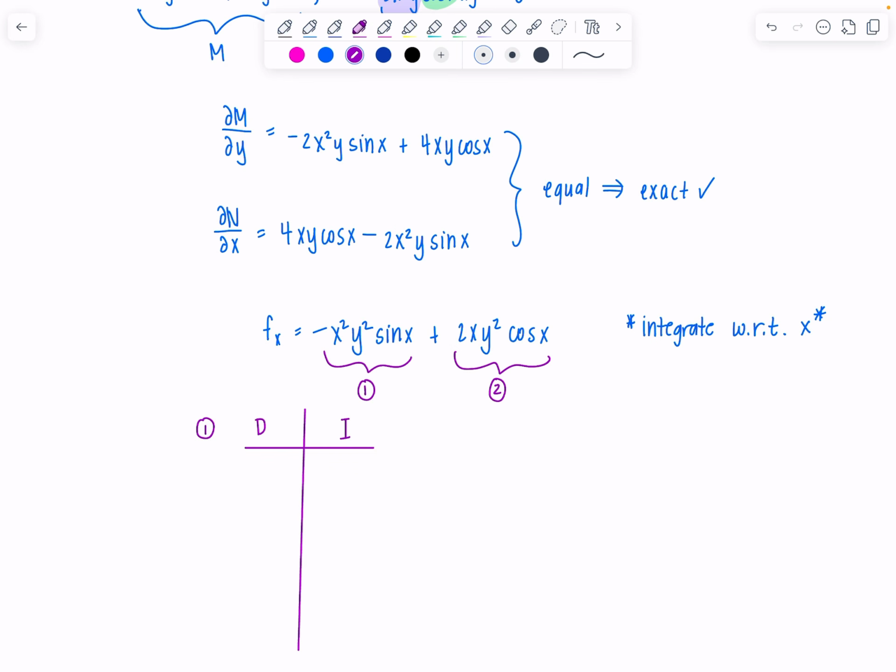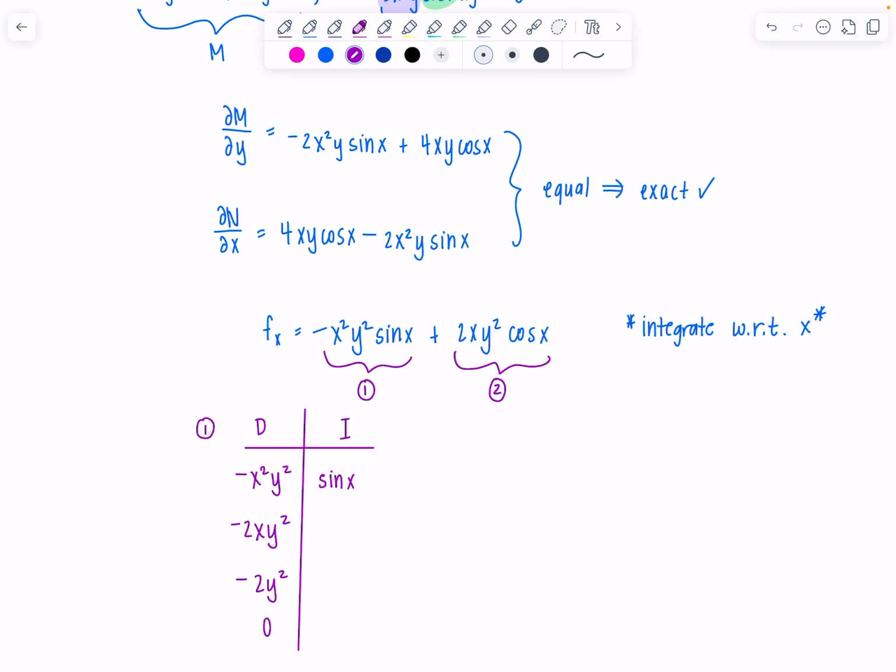Okay, so I'm going to put negative x squared y squared here, and then sine x over here, basically whatever you would have picked u to be, and then dv. I'm going to keep differentiating till I hit 0. Remember, y squared is constant. So this is going to be negative 2xy squared, negative 2y squared, and then this is just 0.